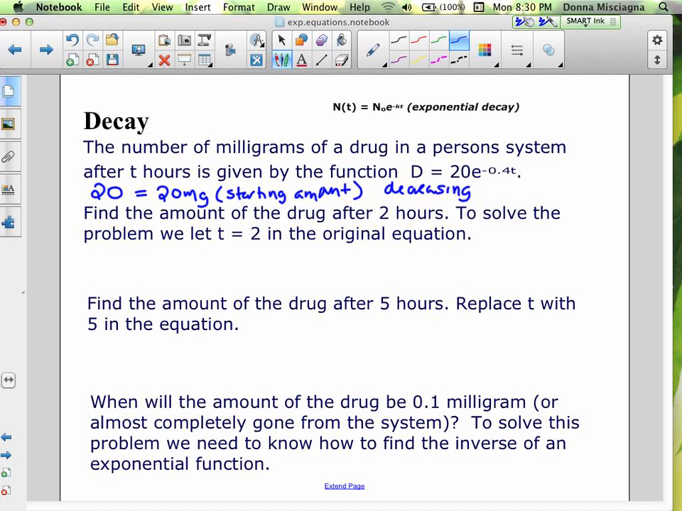and it tells us that t is in hours. So t is hours. It means it's decreasing 40% per hour, and it's decreasing continuously, 40% per hour. So add this all to your notes. It helps you make sense of these equations.